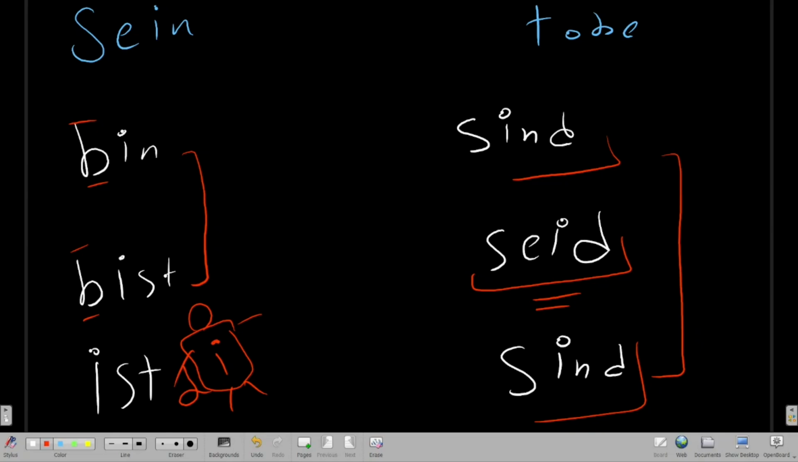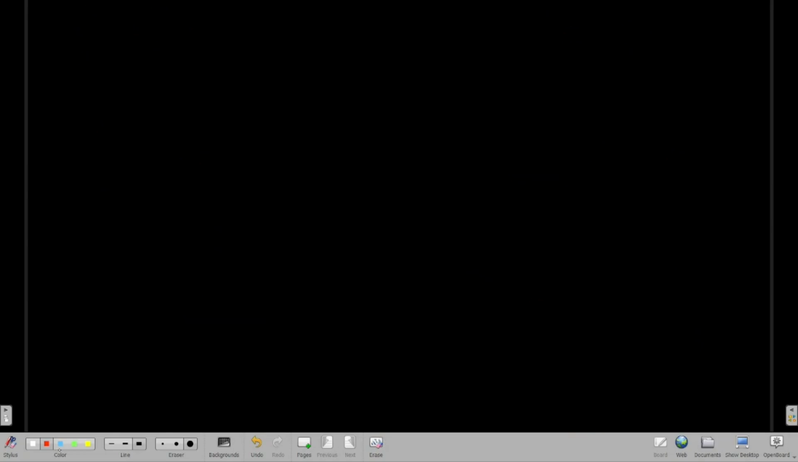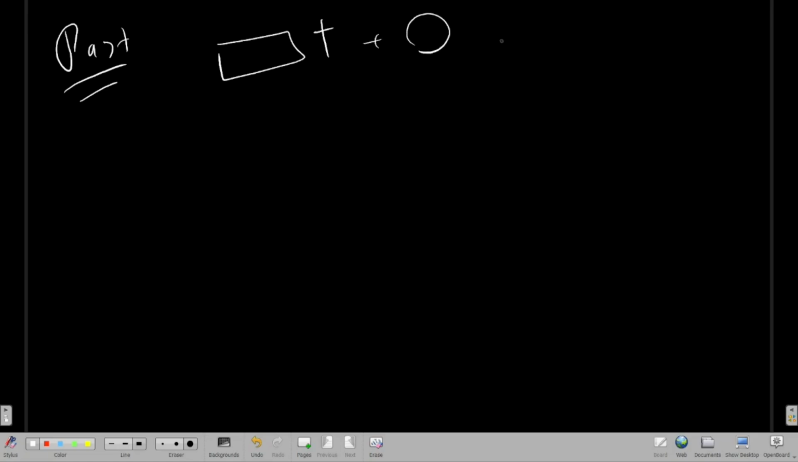So I haven't actually taught you past tense. I will just talk about it a little bit. Then we'll move on to haben, and then we'll move to modal verbs and separable verbs. So the past tense should equal the verb root plus a past sign, which is normally T, and the sign of the person that corresponds to a pronoun. Okay, so let's take the verb sein.